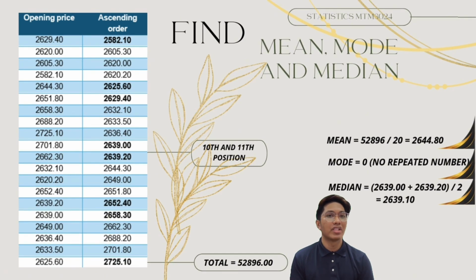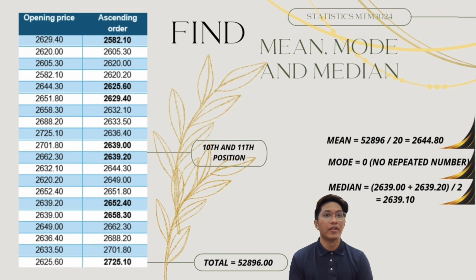To find mean of this data, we need to find the total for this data, which is 52,896. Then we need to divide the total with n, which is 20, and we will get the mean 2,644.80. For the mode, we need to count how many times each number appears. Since this data has no repeated numbers, the mode will be equal to 0.